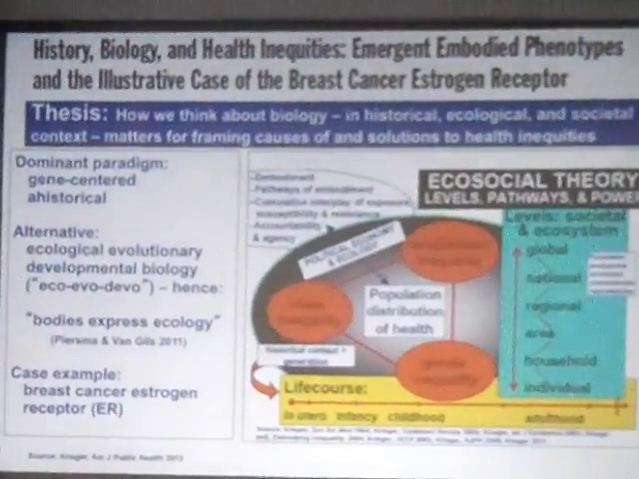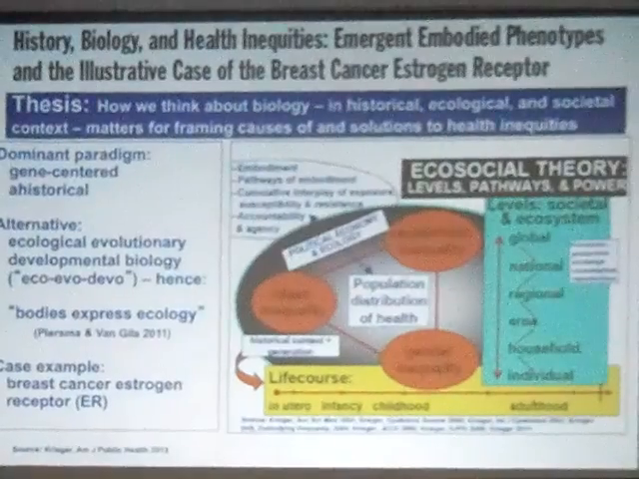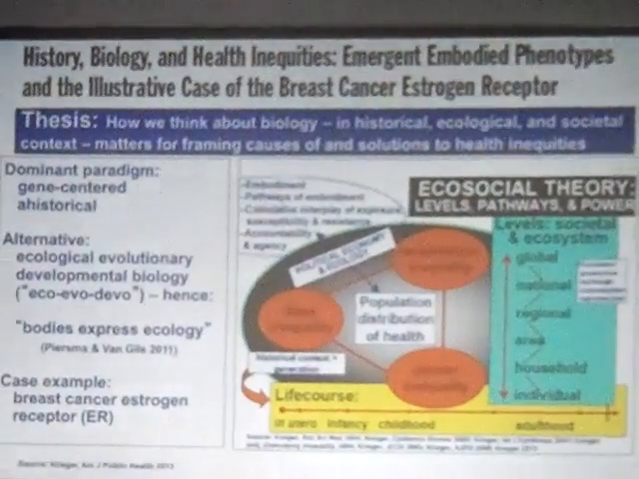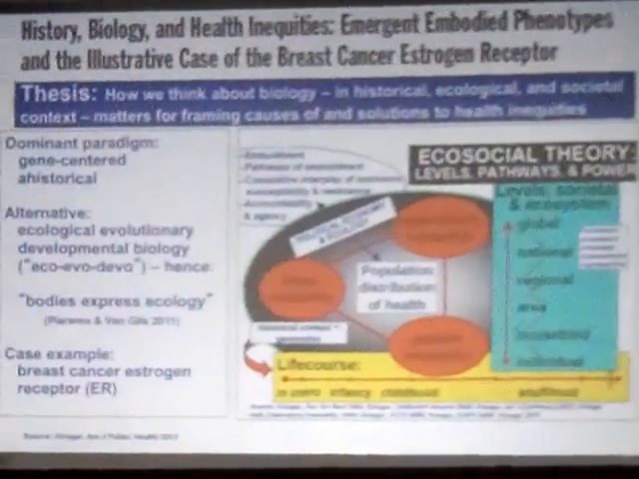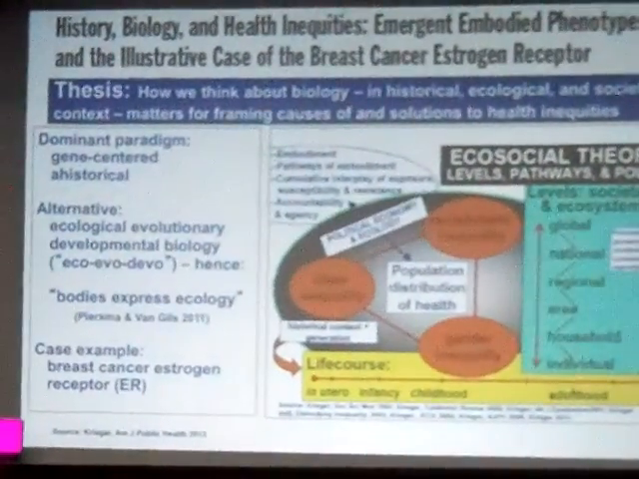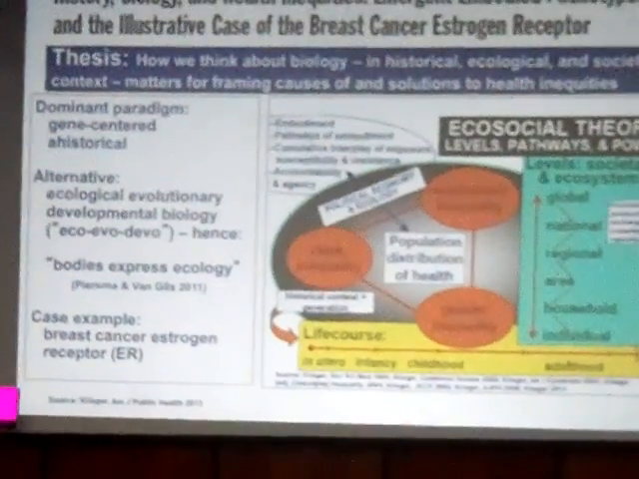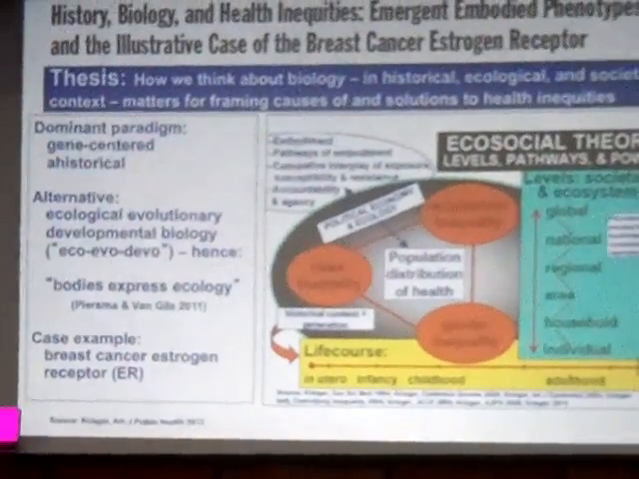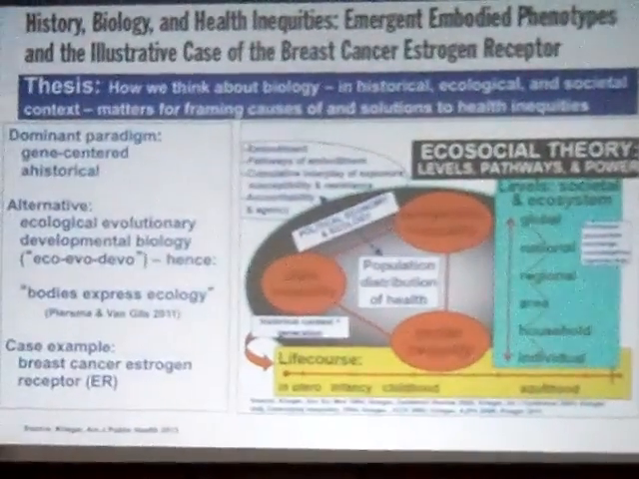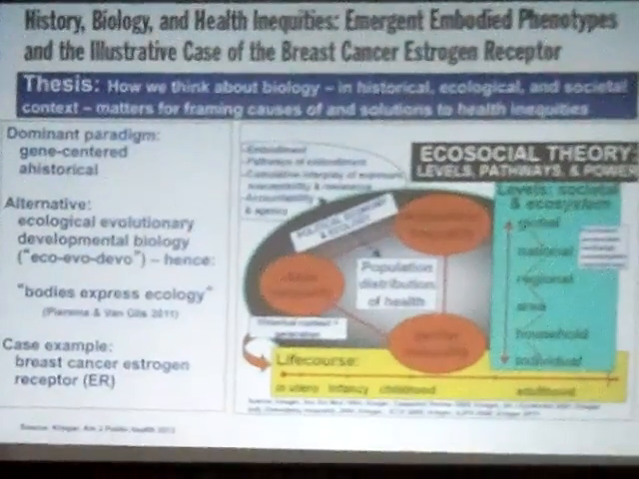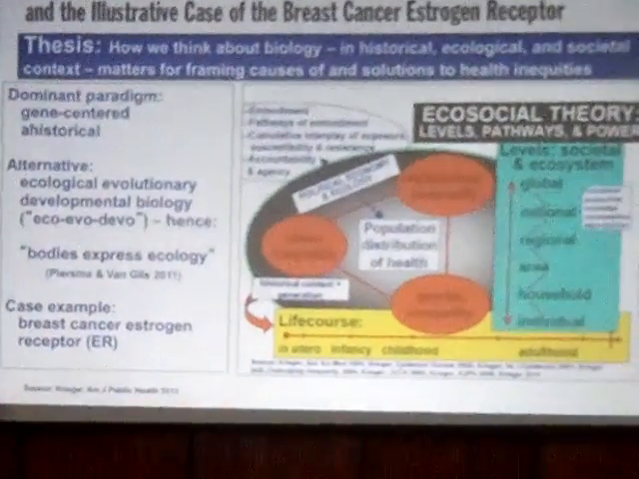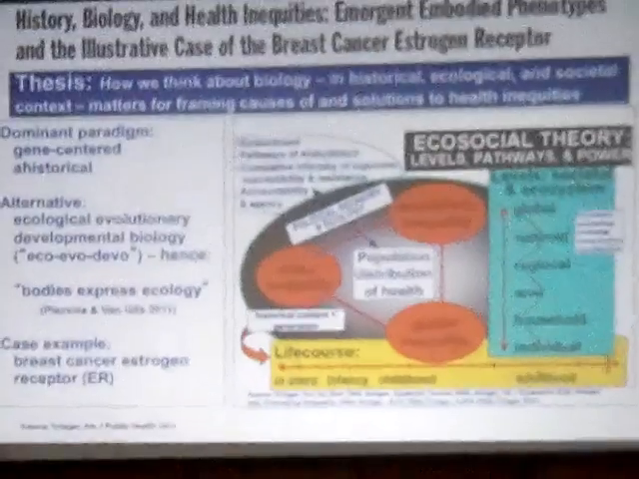During the past 2 decades, however, a fast-emerging body of biological research is challenging the dominant gene-centric paradigm with robust, novel evidence that nothing in biology makes sense except in the light of history: evolutionary, developmental, ecological, and societal. Termed ecological, evolutionary, developmental biology, or ECO-EVO-DEVO for short, a central thesis building on ideas of norms of reaction is that, quote, the same genotype can generate different phenotypes depending on what cues are present in the environment, end quote. Hence, quote, bodies express ecology, end quote.